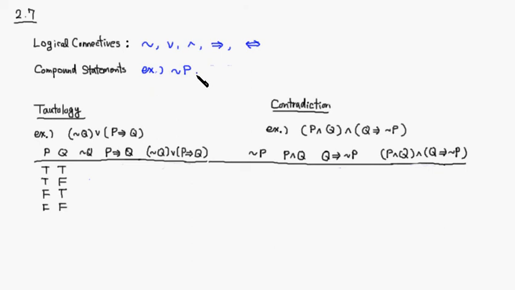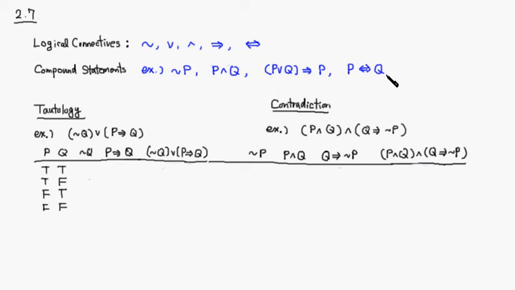Right? We can do P and Q, or something like P or Q, implies P, or P if and only if Q, right? Those are all compound statements, all right?